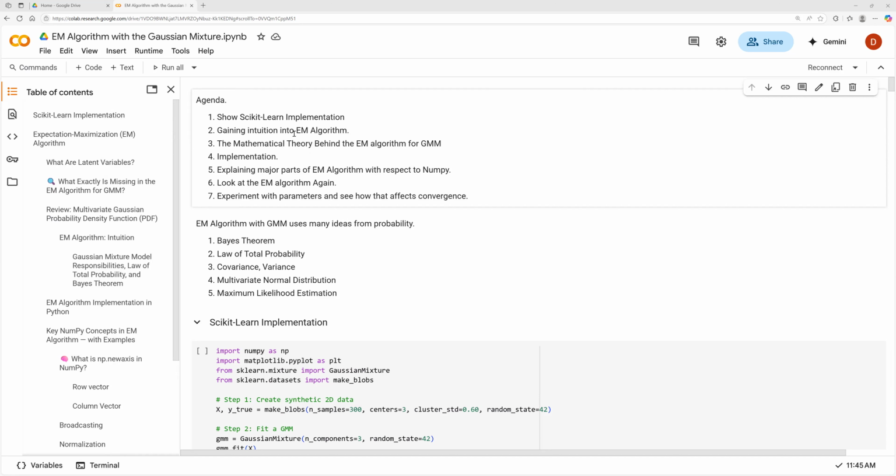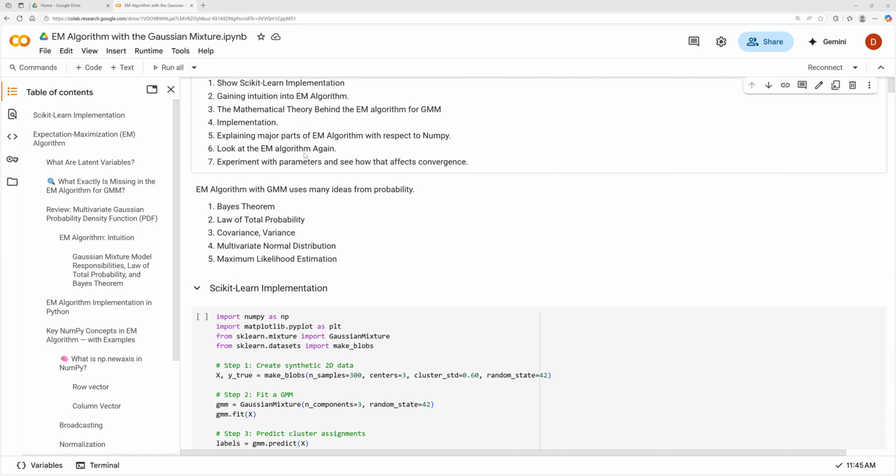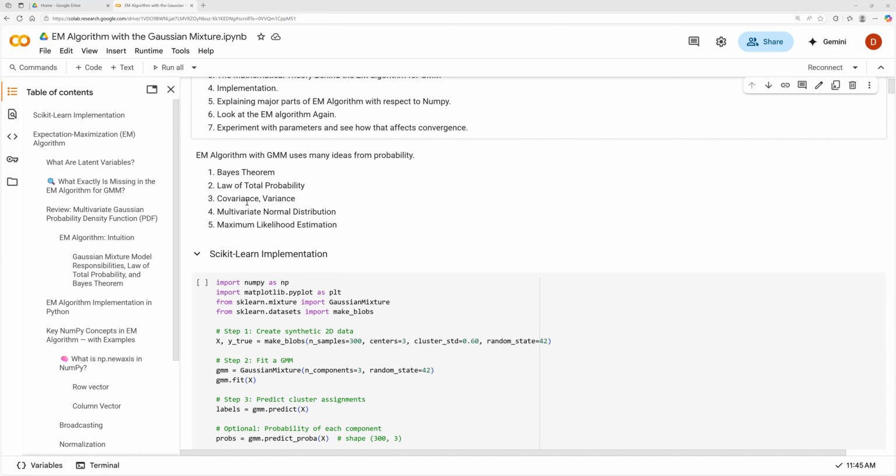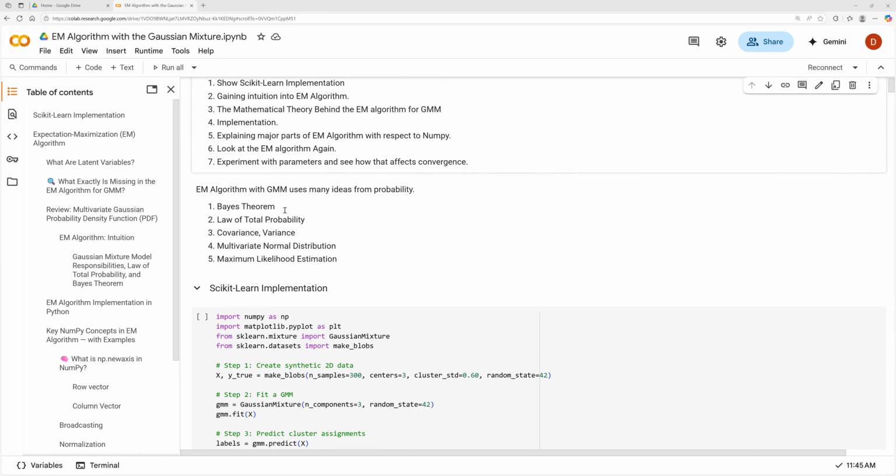So we did a scikit-learn implementation before. I'm going to be going over it quickly one more time. Some of the major ideas for this video are going to come from probability. So we're going to see that in order to implement the EM algorithm with the GMM, we're going to have to know Bayes' theorem, the law of total probability, ideas from covariance and variance, the multivariate normal distribution, and then maximum likelihood estimation.